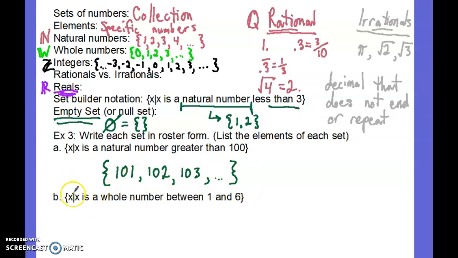Same thing with letter B. x such that x is a whole number between 1 and 6. We'll look back at your whole numbers. Well, if we want to be between, I would say the first whole number bigger than 1 would be 2. And then this one definitely stops. I would not include 1 or 6 because it doesn't say to include. So I would stop once I get to 5 and then say that's my answer.